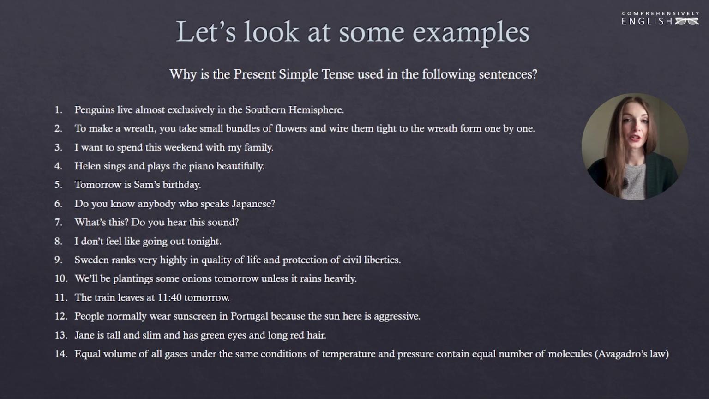Tomorrow is Sam's birthday. That's an interesting one. As you see, we speak about the future here. So why don't we use the future simple tense? Well, if you think about it for a little while, it will become logical to you that somebody's birthday is actually a fact, not an event that will happen in the future. Because when we speak about things that will happen in the future, we speak about possibilities, chances. But somebody's birthday is already a reality. This person was born on a particular day of a particular month.